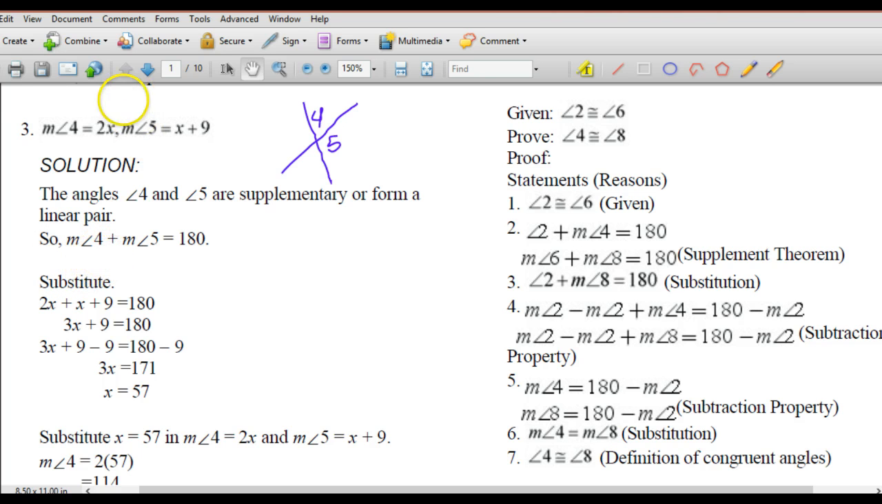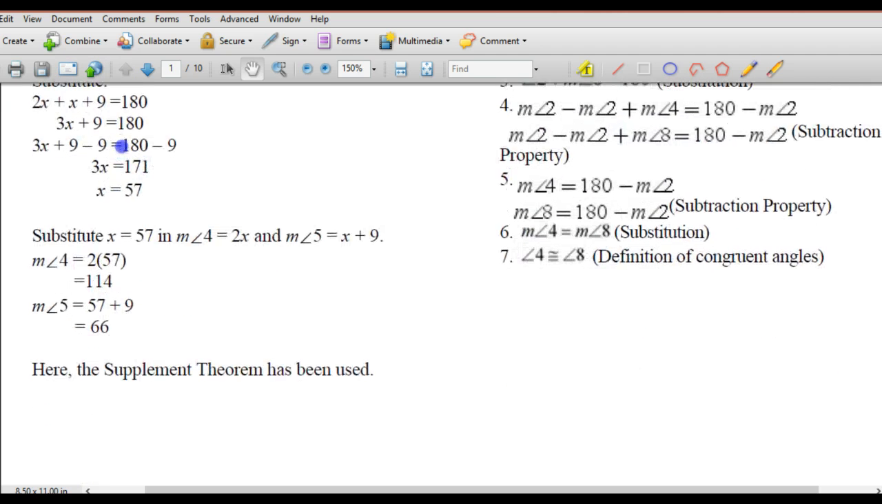From here we have to find the measures of 4 and 5, so we substitute 57 back in for x into these two expressions. x is equal to 57 and the measure of 4 equals 2x. We have 2 times 57 or 114. The measure of 5 is x plus 9, so there we have 57 plus 9, or 66. So once again, the supplements theorem has been used. If two angles are adjacent and they form a linear pair, then they will be supplementary.